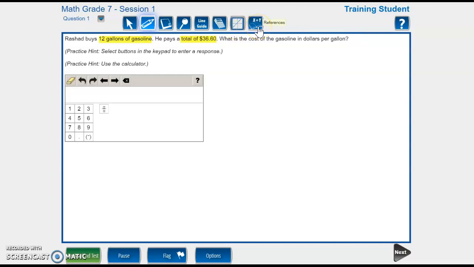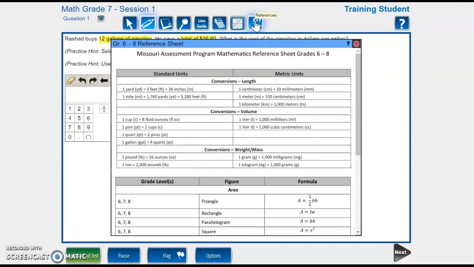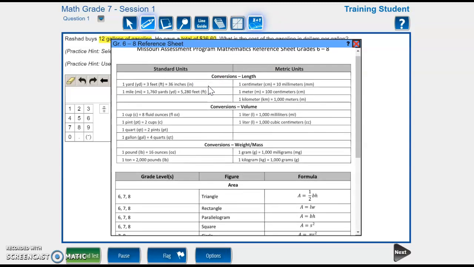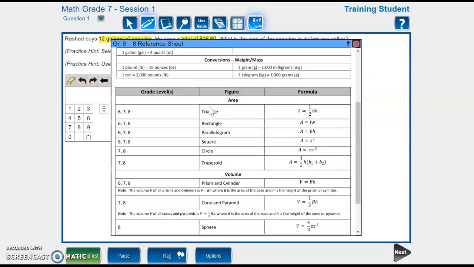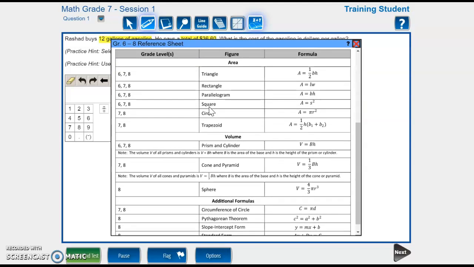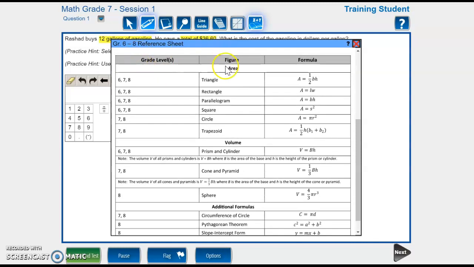Everybody needs to know where this button is. This is our reference sheet. When you click on that, your reference sheet pulls up. At the top, we have our conversions, so you can convert between different types of units. And then if you scroll down, you can see grade level, figure, and formula.